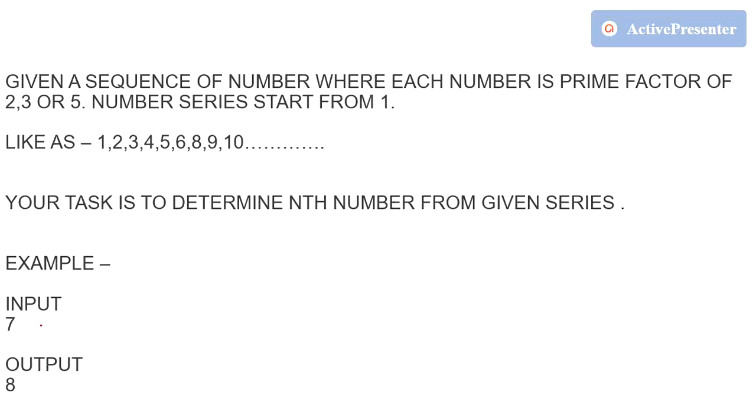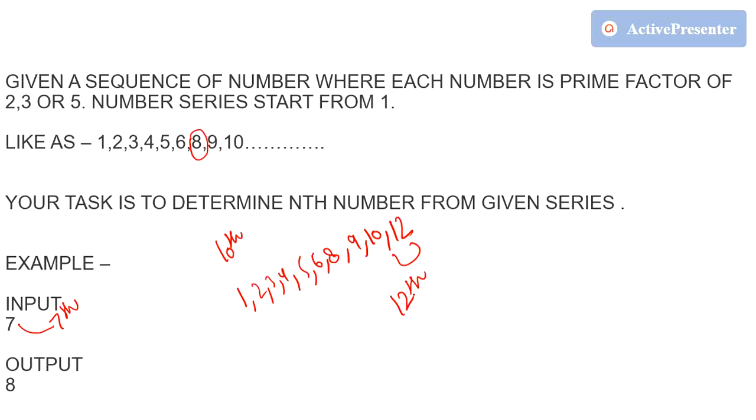So what we have to do is determine the nth number in the given series, that is the 7th number in the given series. So 1, 2, 3, 4, 5, 6, 7. 8 is the 7th number in the series, hence in the output we are getting 8, right? What if they are asking for the 10th number in the given series? So 1, 2, 3, 4, 5, 6, 7, 8, 9, 10. So 12 is the 10th number in the series. Hence we will get 12 as the output. Right? So 12 is going to be our output. So this is the question.